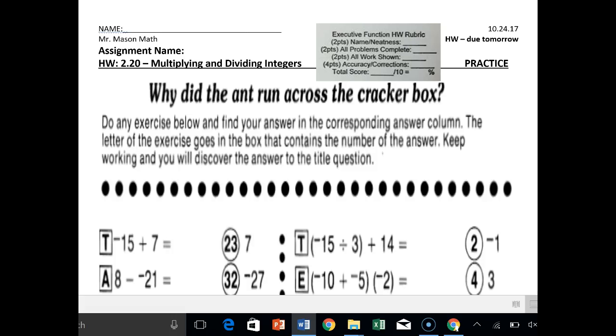So here is homework 2.20, multiplying and dividing integers. It's a practice homework. It's also a riddle. Now, I haven't given you a ton of space to show work, but I do want you to try to do your best to show work and definitely label the types of problems.